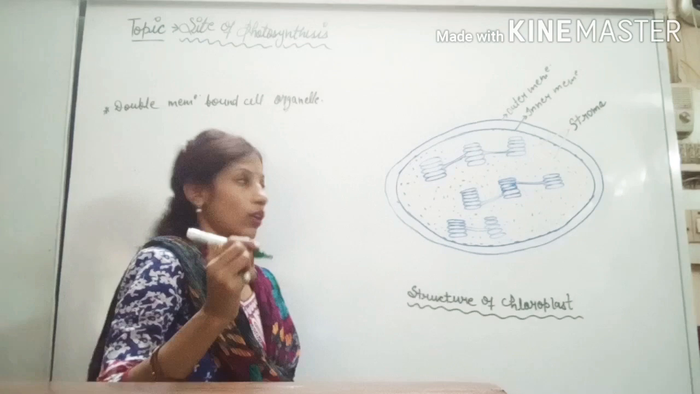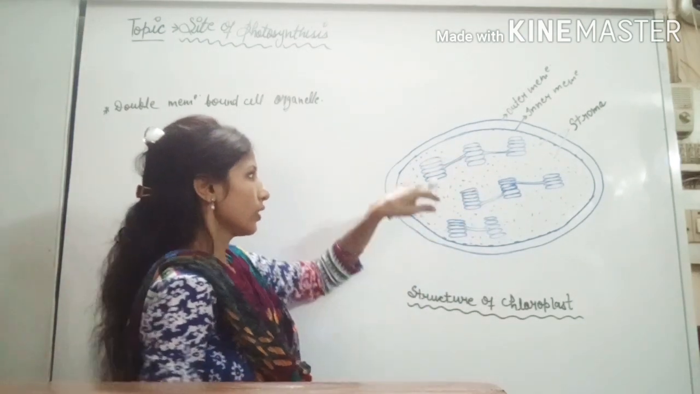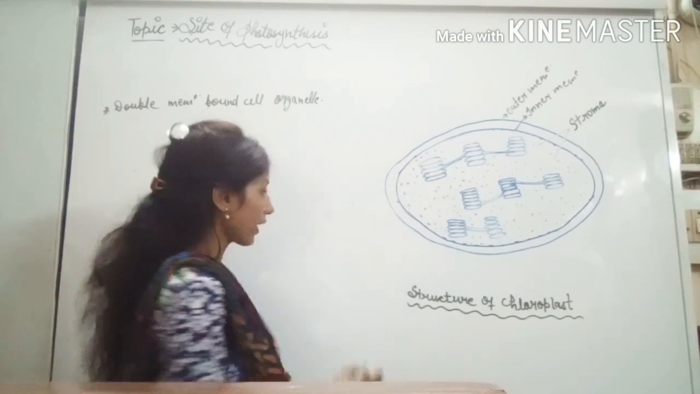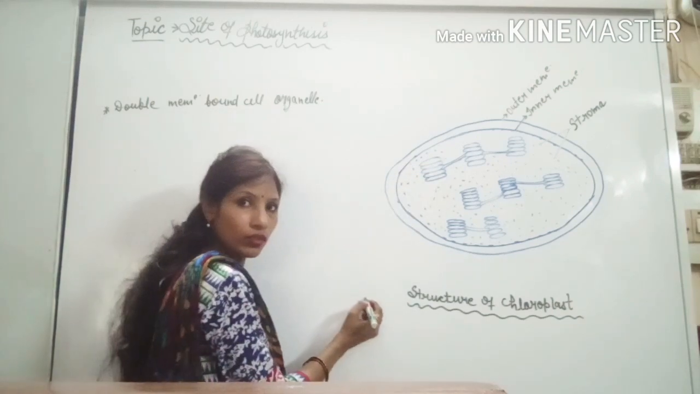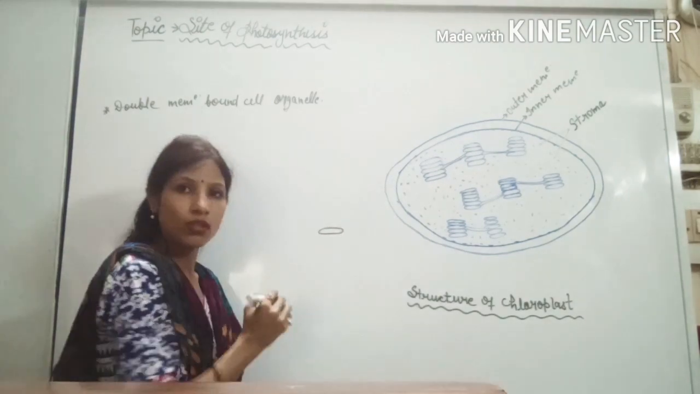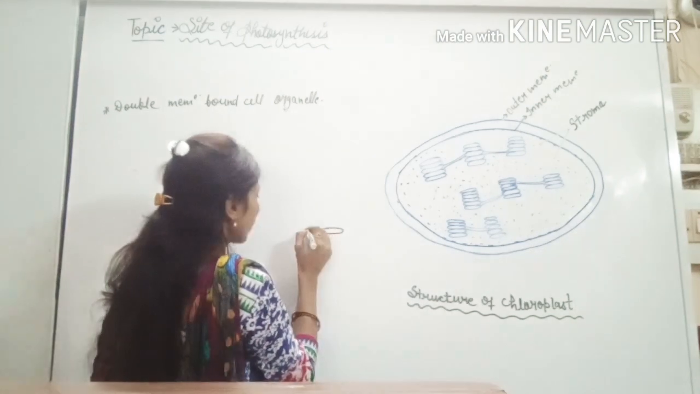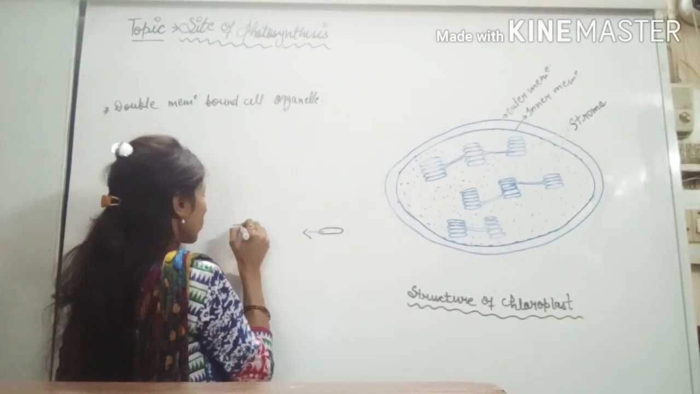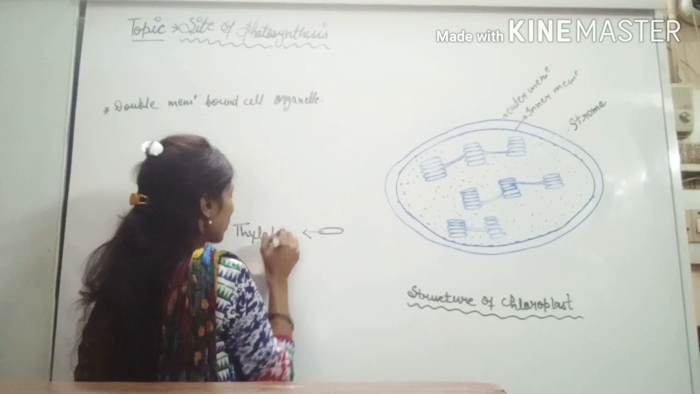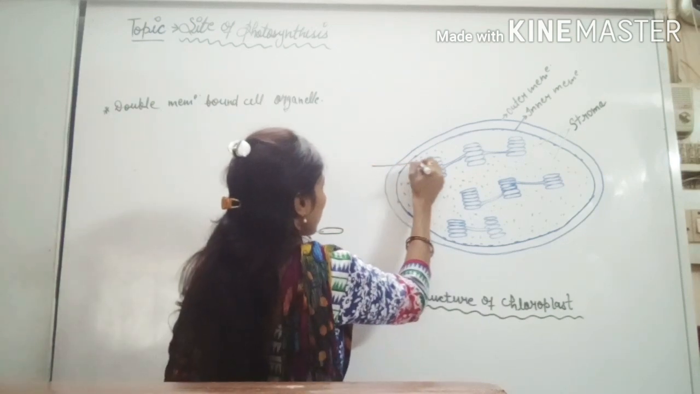Now, apart from the stroma, we can see one more structure here. These are coin-like structures, right? Here I am just drawing them. Yes, coin-like structures you can see like this. One coin-like structure is called the thylakoid, right? What is it called? It is the thylakoid. Clear?